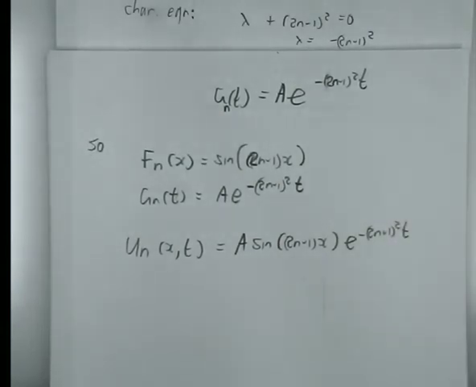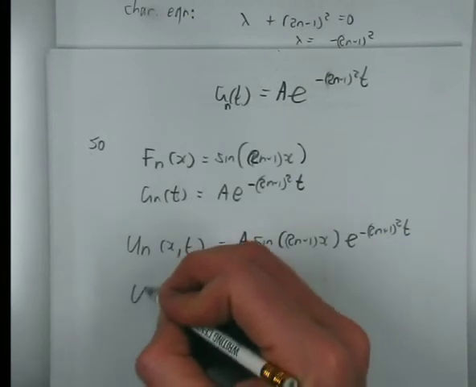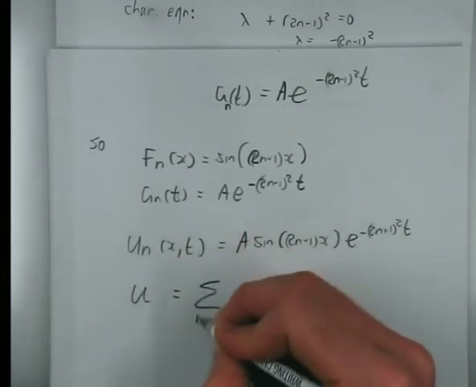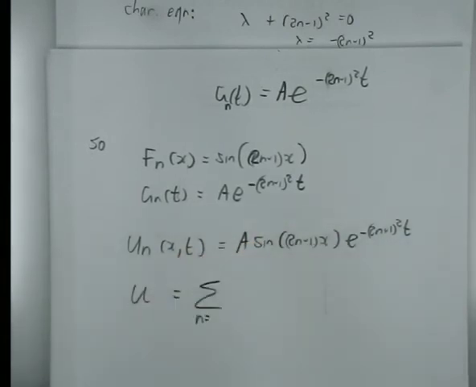It'll be that. And then u itself will be the sum of all of those. So u will be the infinite sum of all of those things. Now, where did n start? It started at 1.